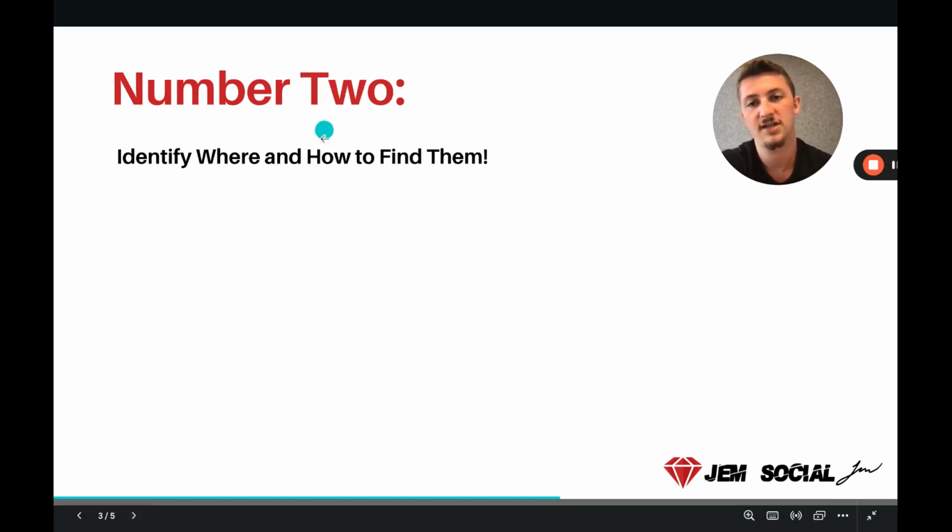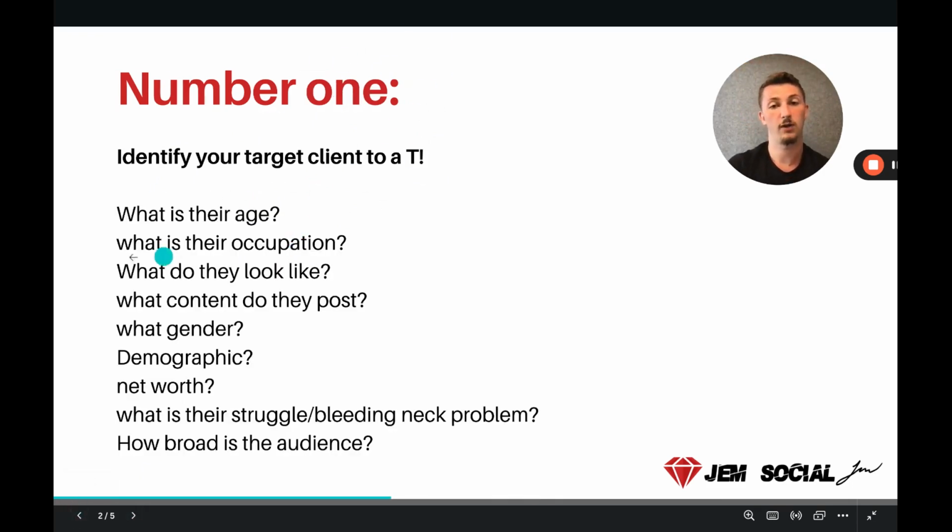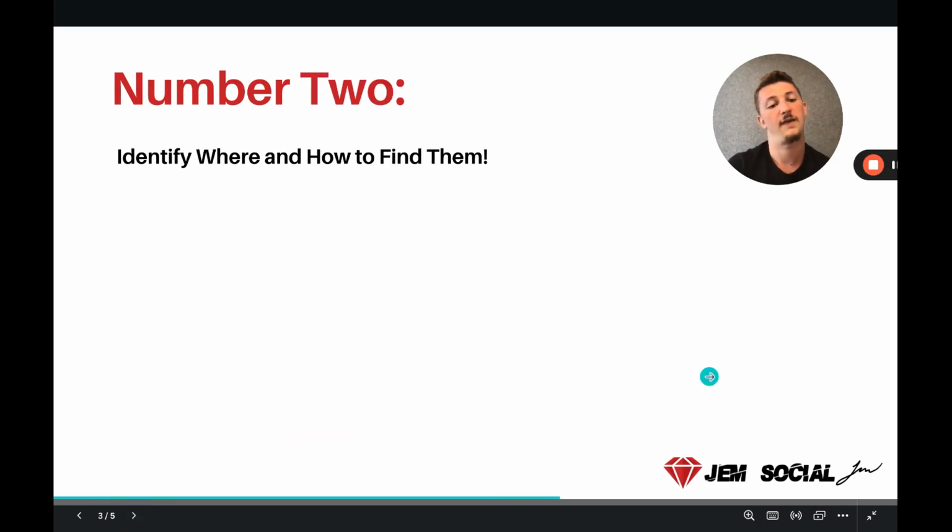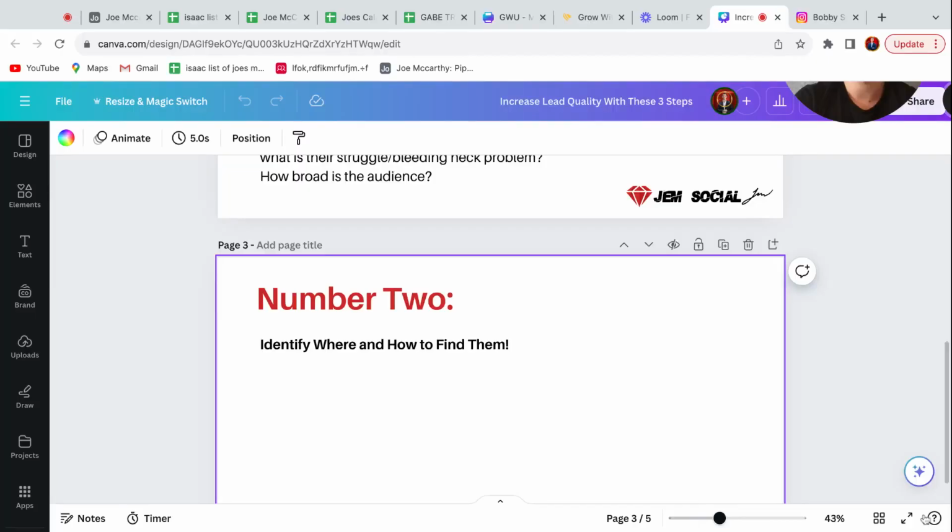Number 2 is just identifying how to find these people. So once you figure out step 1, which is who do you want to work with, what do they look like, what their problem is, you want to figure out where to find them. So Instagram is relatively easy to do that.